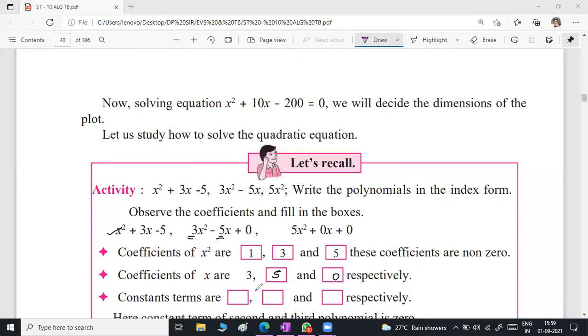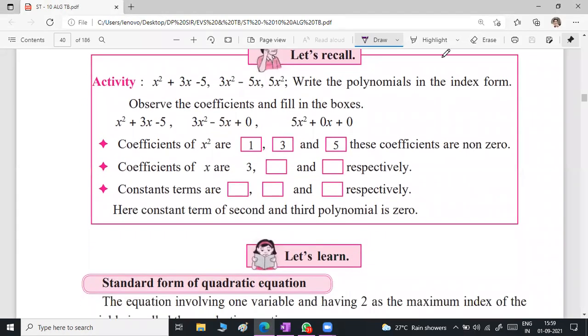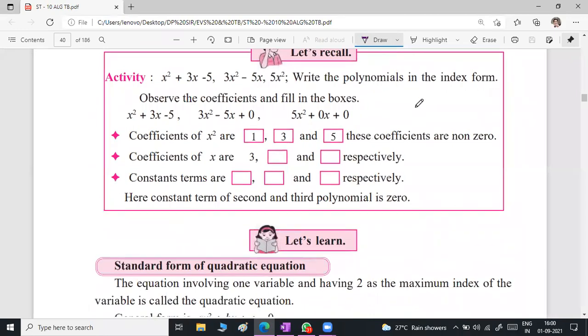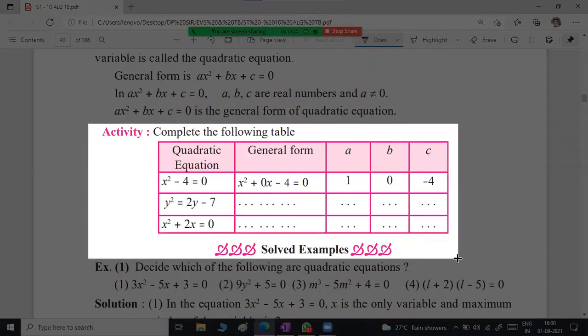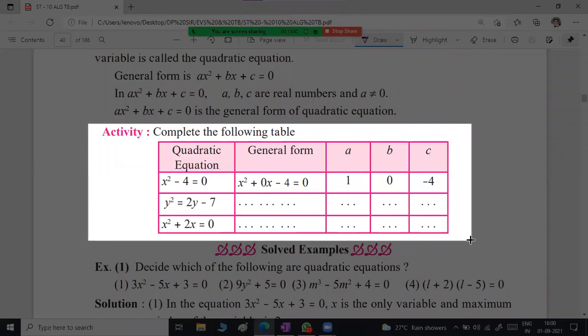Going ahead, constant terms are what? Tell me. They are minus 5, 0 and 0, isn't it? Let's go ahead. Just give me a moment. It's loading. Let's go down a bit. And here what I'm going to get, constant terms are here. Done, okay? So we are done with this part. Anything else? This table. So this table we will do in OneNote. Okay. So complete the following activity. We will just solve it in our OneNote so that we have a record of it.